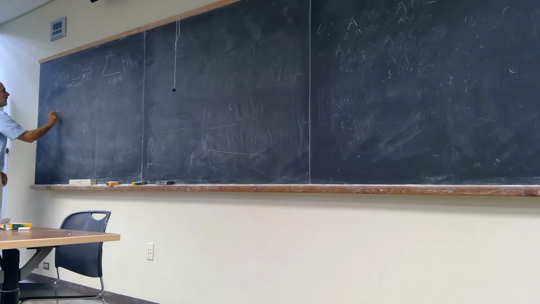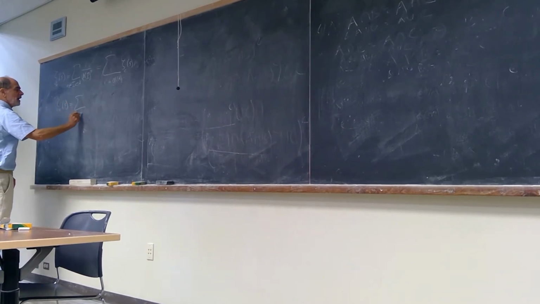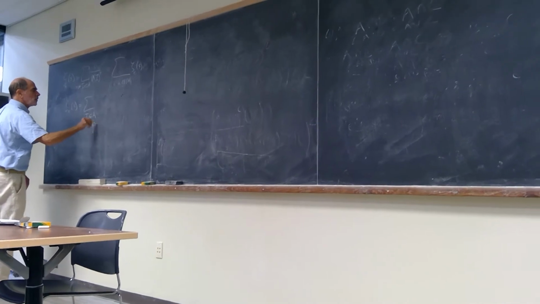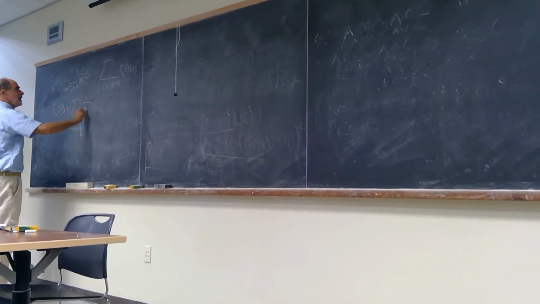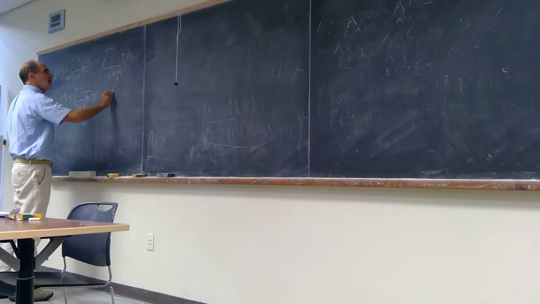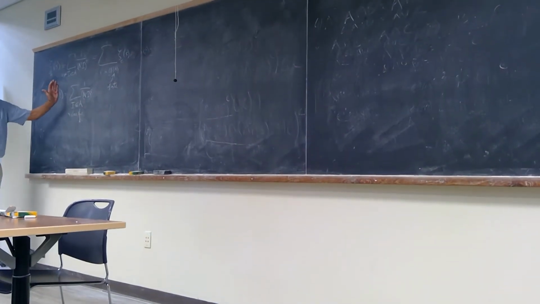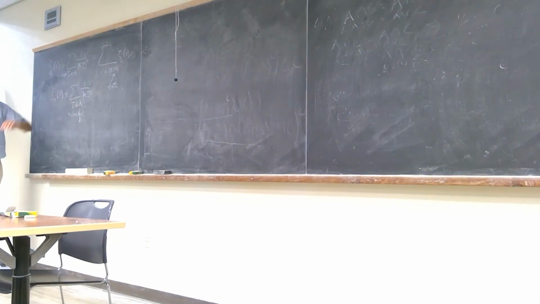Zeta C of s is the sum over the integral ideals A in the class of C of 1 over the norm of A to the s. Since the class group is known to be finite, this is a finite sum, and it's sometimes easier to attack these particular partial zeta functions.